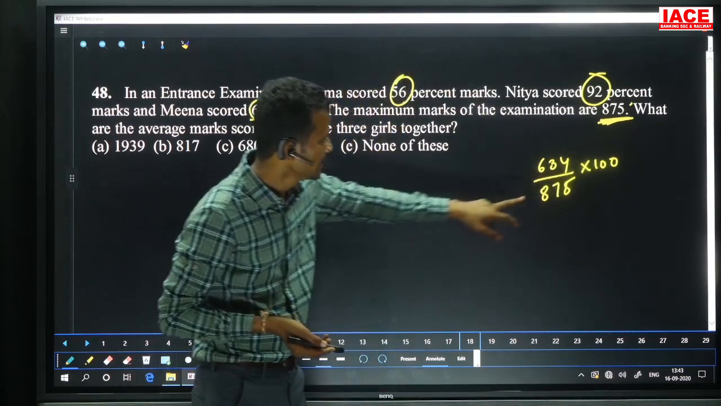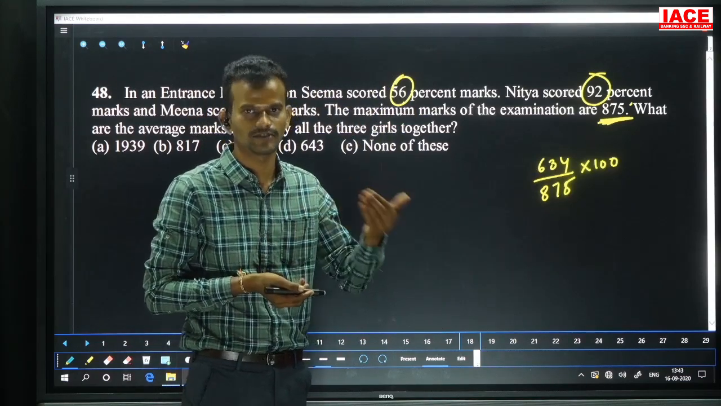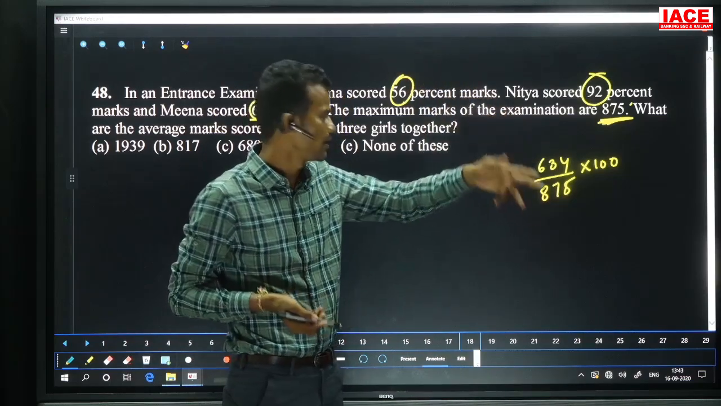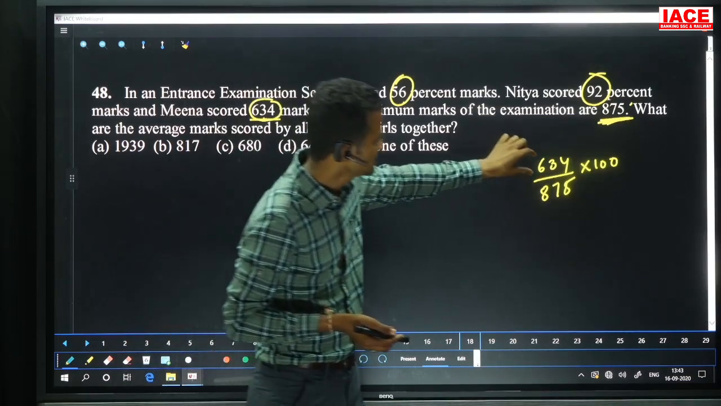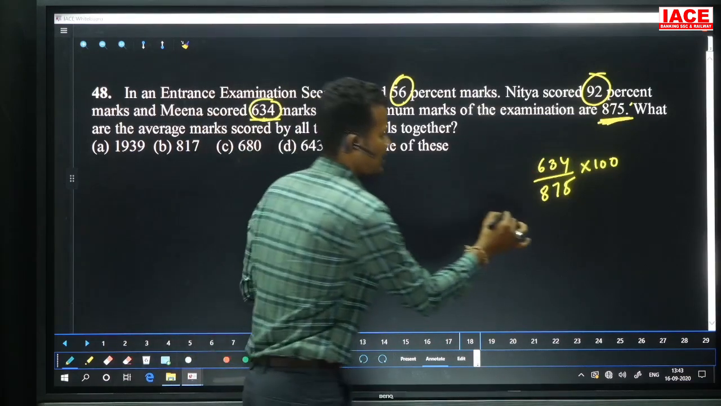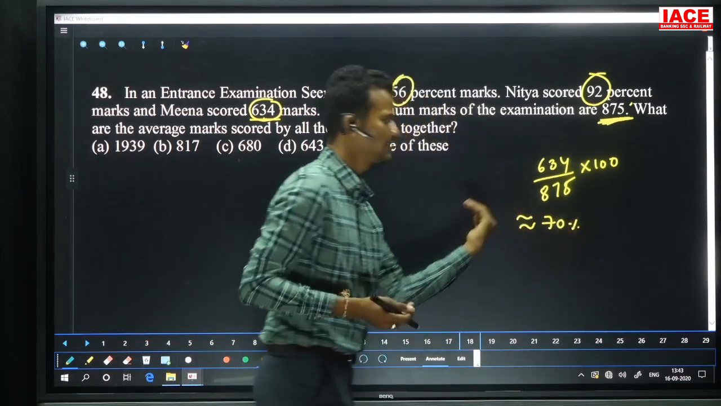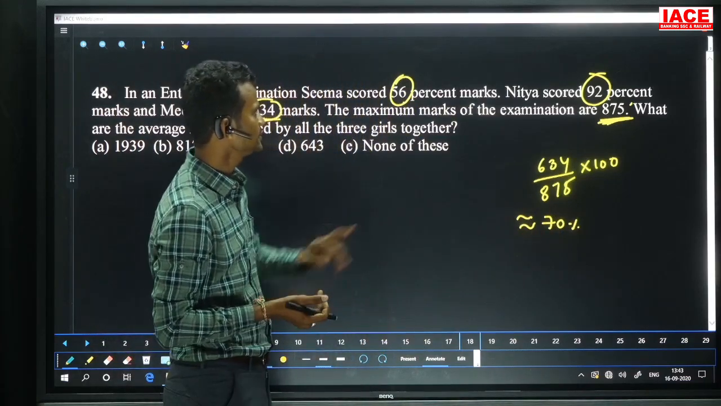Listen, sir. Here what is the 10% value? 87.5. 20% value will become double. So 87.5 three times will become nearer to this value or not? So that means approximately this is 70%. I am just taking approximately 70%. Understand? That value is less than 70%, whatever, no problem. So approximately 70%. So listen, sir.